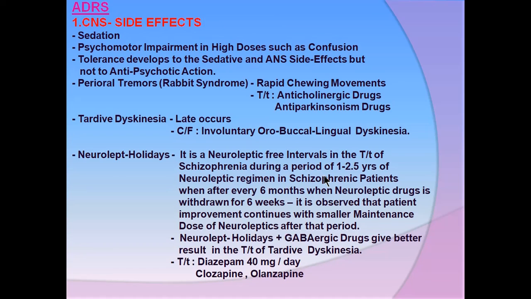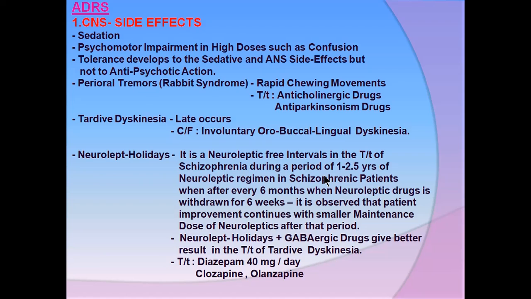Coming to the adverse effects of antipsychotic drugs. First being CNS side effects. These are sedation, psychomotor impairment, and in high doses, confusion. Tolerance develops to the sedative and ANS side effects but not to antipsychotic action. Perioral tremors, known as rabbit syndrome. Rapid chewing movements, and treatment of this rabbit syndrome is anticholinergic drugs like trihexyphenidyl and some anti-Parkinsonian drugs.